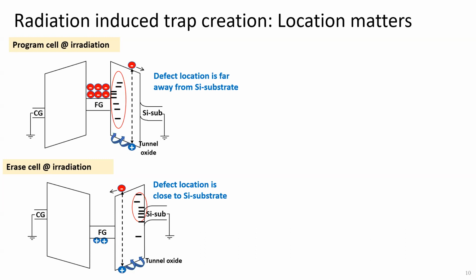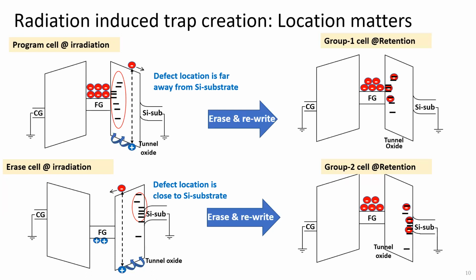Before we deploy an SSD to space, we need to program it with some random data so that this interface is protected. That's what we're calling electrostatic shielding. Because after radiation exposure, if you erase the memory and write a new set of data, the data written on those programmed cells, or group 1 cells, will be more secure because electrons are stored in the floating gate or near the floating gate.